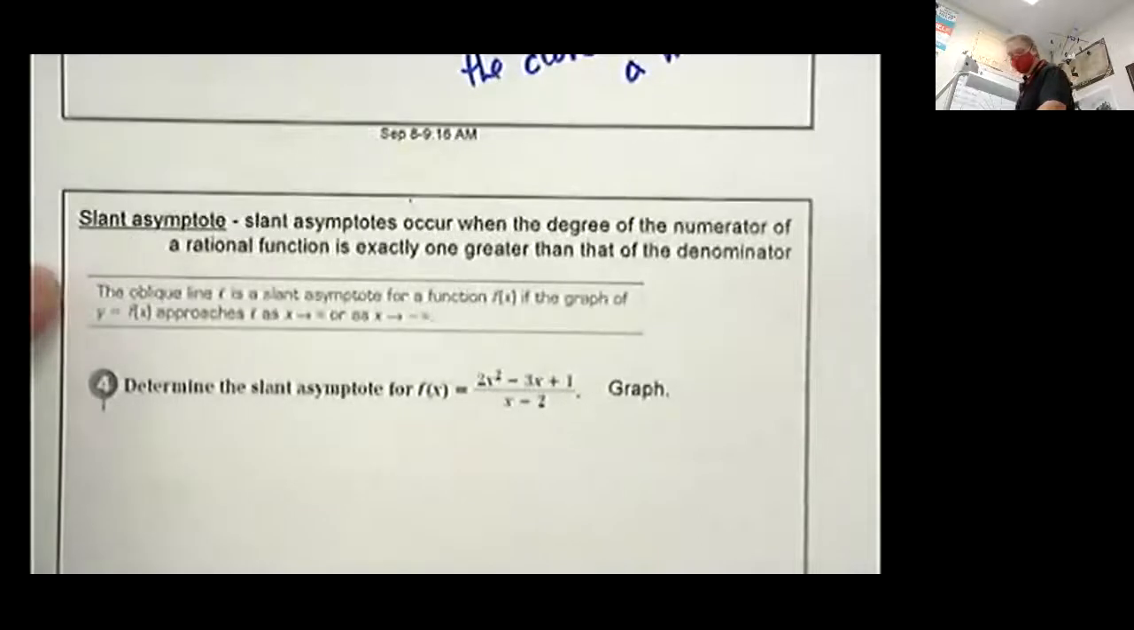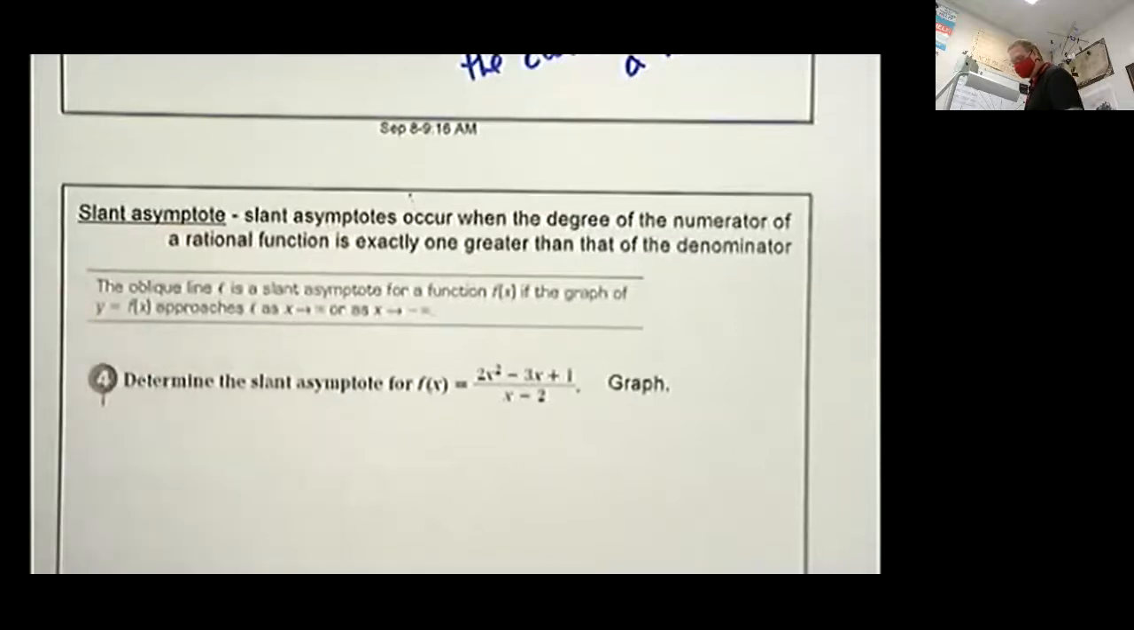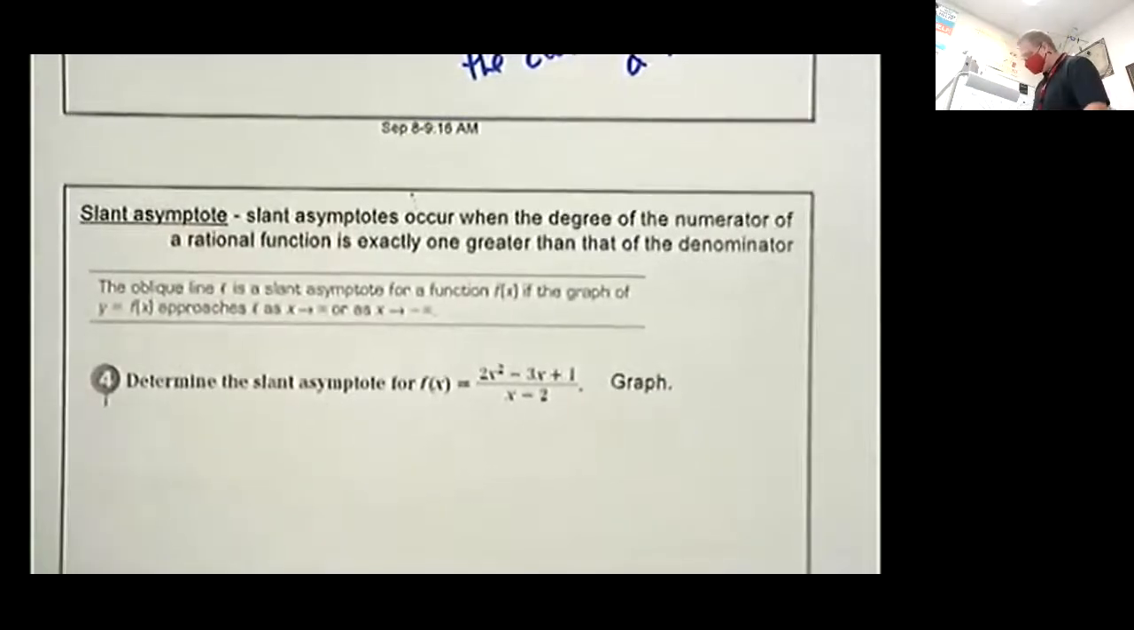We can define that mathematically as an oblique line. That's just a slanted line. L is the slant asymptote for the function f of x if the graph of f of x approaches L as x goes to infinity or as x goes to negative infinity. What do we do here? Well, here we're going to use division. You can either use synthetic division or regular division, whichever one you want to do. We'll review both.